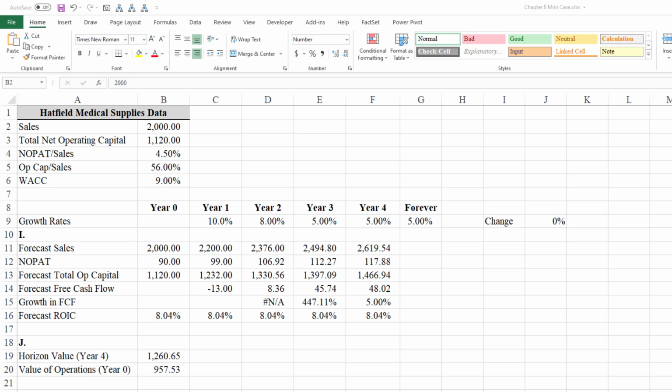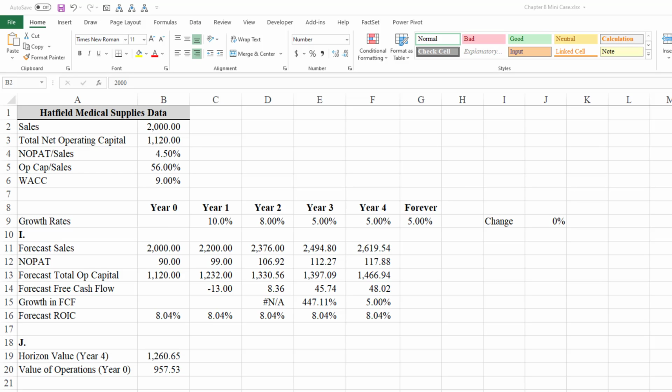Now, in part J, they're asking us to calculate the value of Hatfield Medical Supplies. So in order to do that, of course, just like we've done before, we need to know the future free cash flows. And so by forecasting sales and NOPAT and total operating capital for the next 4 years, we can arrive at forecasts for free cash flow. And you can see what we get. I'm not going to go through how to get these forecasts. Very simple. You're just going to grow each of those variables by the appropriate growth rate. But remember that free cash flow is NOPAT minus the change in total operating capital. So in year 1, that gives us negative 13. In year 2, we get 836. In year 3, we get 4574. And in year 4, we get 4802.